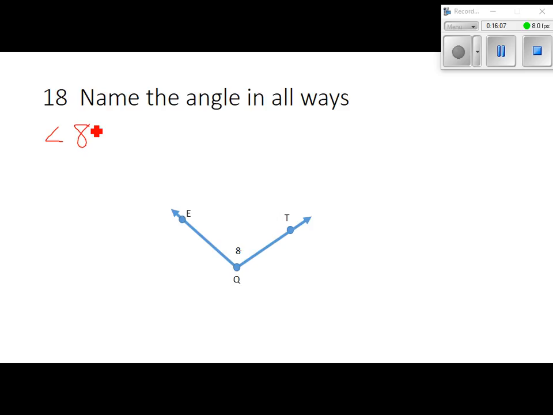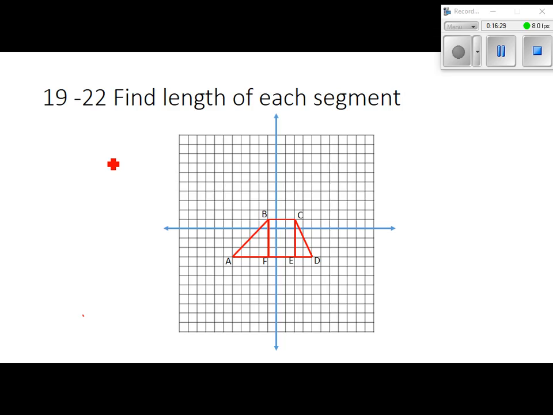You can name it by starting here and going around. Remember, your vertex letter has to be the middle letter. You can start on this side and go around, and your vertex letter has to be the middle letter. Since there's only one angle in this picture, you could also name it with just the vertex letter. 19 through 22.